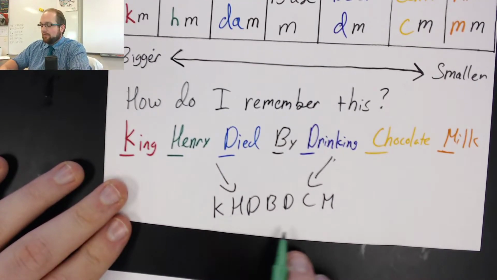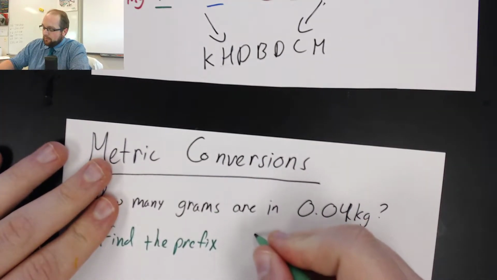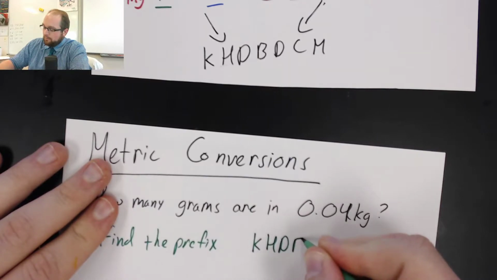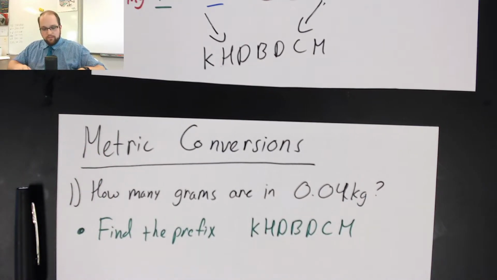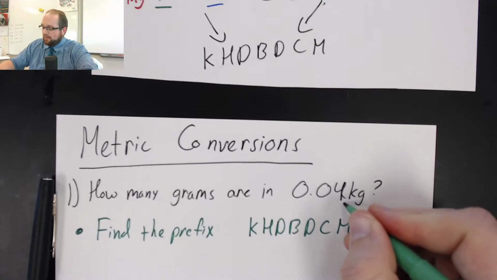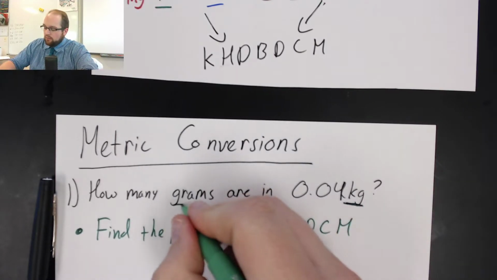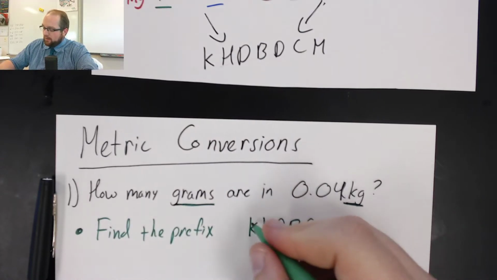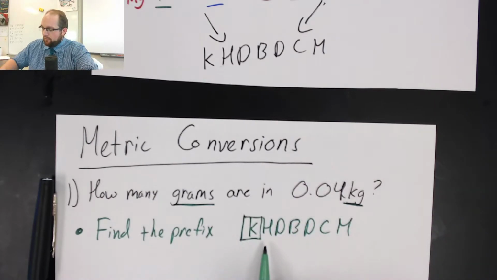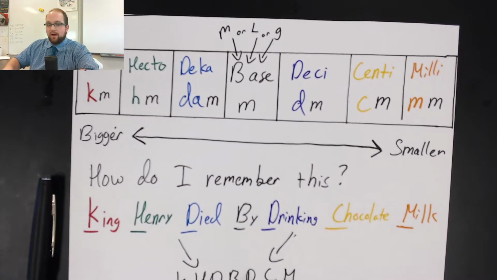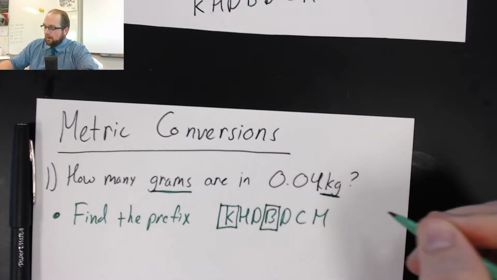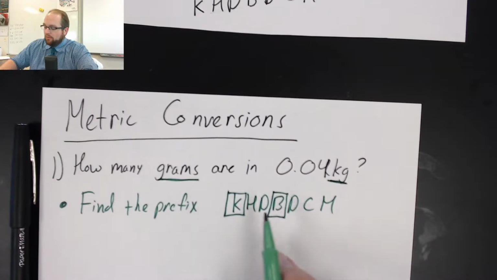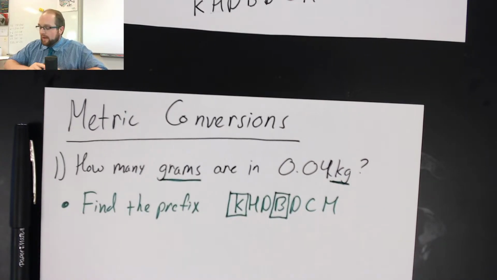I'm going to write these down to help me remember, so that I can identify what prefixes we're dealing with. King Henry died by drinking chocolate milk. In this problem, we're dealing with 2 values here: kilograms and just regular grams. So that's pretty easy. Here's kilo, that's for king. Now, grams isn't anywhere on here, but remember that grams is one of our base units. So we are going to the B in our letters here. So we found our prefixes.